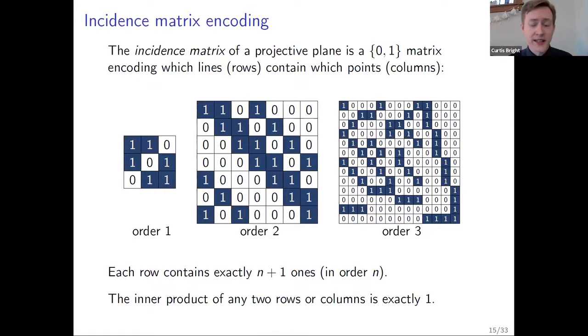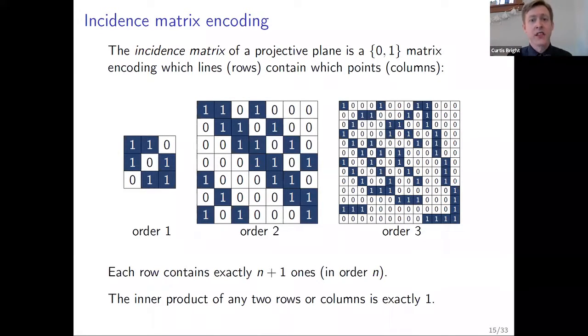What we're going to do is use an incidence matrix. This is a 0-1 matrix where the rows of the matrix represent the lines of the plane, and the columns of the matrix represent the points of the plane. Then you have a 1 in the ijth entry of your matrix if the ith line contains the jth point. So I've given you 3 examples here, and you can check again the axioms are satisfied.